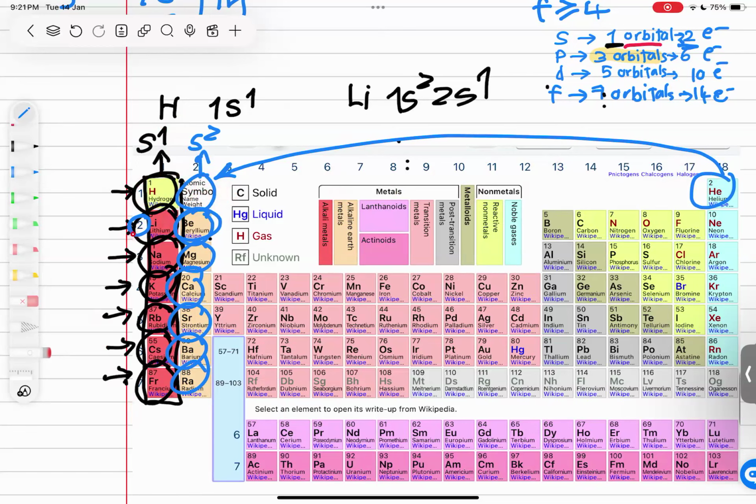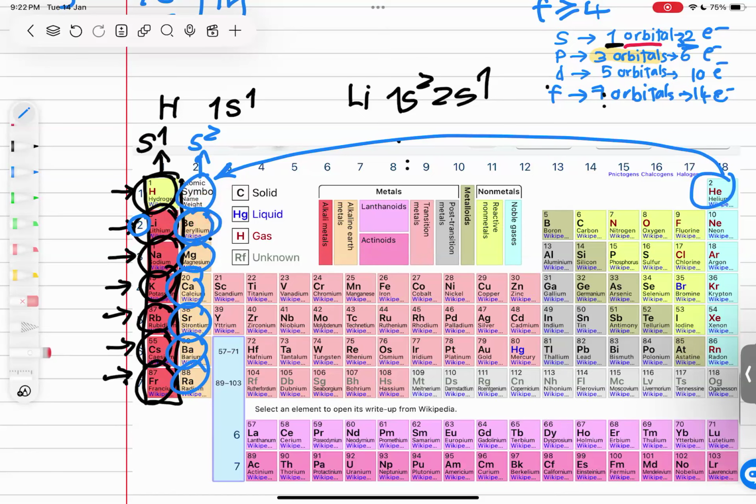1s2, 2s1. Then beryllium, 2s2. Beryllium is 1s2 from the top. With my hand, I will go like that on the table: 1s2 and then 2s. Do I stop at 1 or go to 2 for beryllium? I go to 2, because beryllium is in period 2.